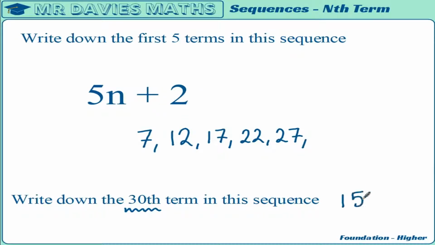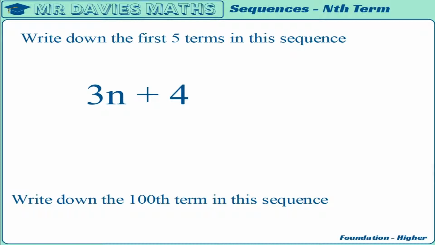So 152. The 30th number in this sequence would have been 152. Next question. Okay, so this is the 3 times table, but moved over 4 spaces. So again, I'm going to find the first 5 numbers in this sequence. Well, the first number in the 3 times table is 3. So add 4 to it, and we get 7.